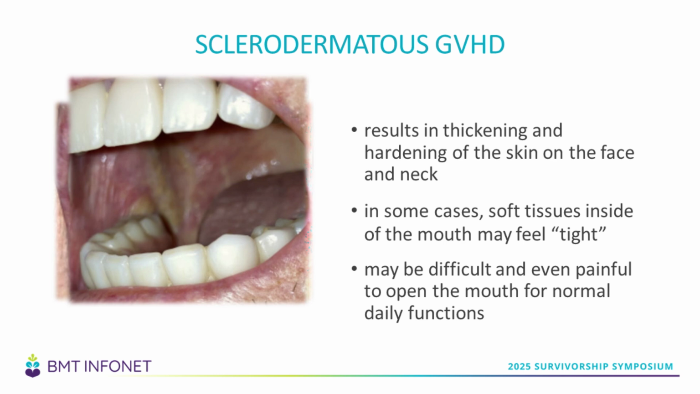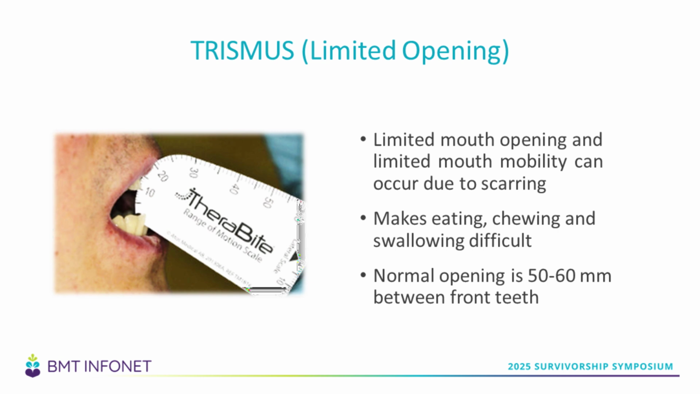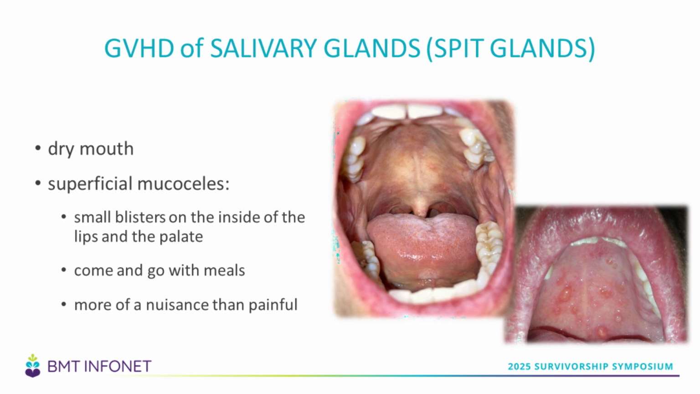And once that healed, then this is supposed to advance to another picture. There we go, sorry. There you can see that more whitish area has replaced the red areas, but that whitish area is actually scarring. And if you can appreciate the distance between his teeth, that is as wide as he can open. And so it translates into something we call trismus, which is limited opening. And here you can see an example of a patient who can really only open about 10 millimeters. And that makes eating and chewing and swallowing very difficult. Normal opening can be anywhere from 50 to 60 millimeters. So it can be a huge problem for patients.